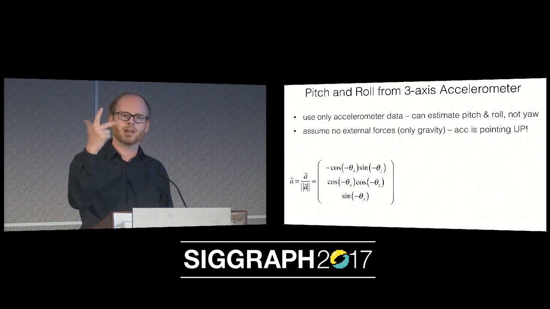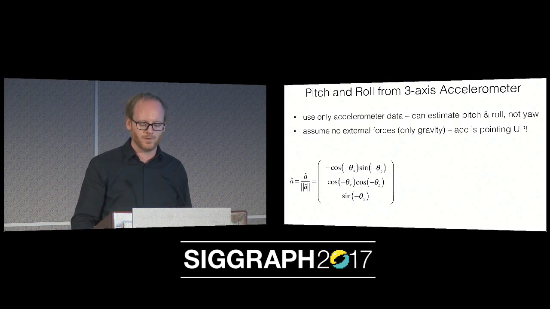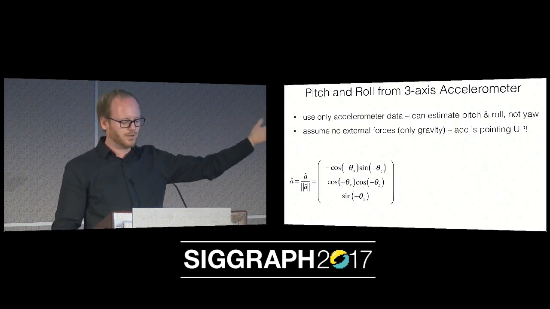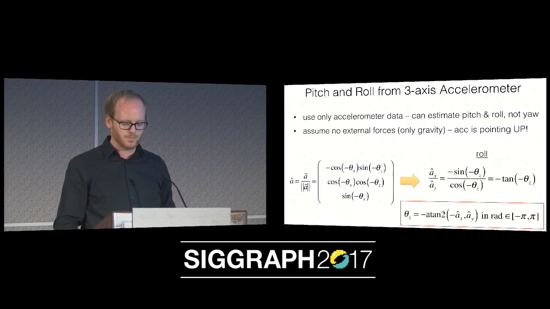And theta y, again, is the heading. So there's no way we can estimate the yaw or the heading from these measurements. But now that we know how angles should be related to the accelerometer, we can simply divide the normalized measurement x and y. That should give us the tangent. And again, we're going to use the A tan 2 function to compute our angle theta z.